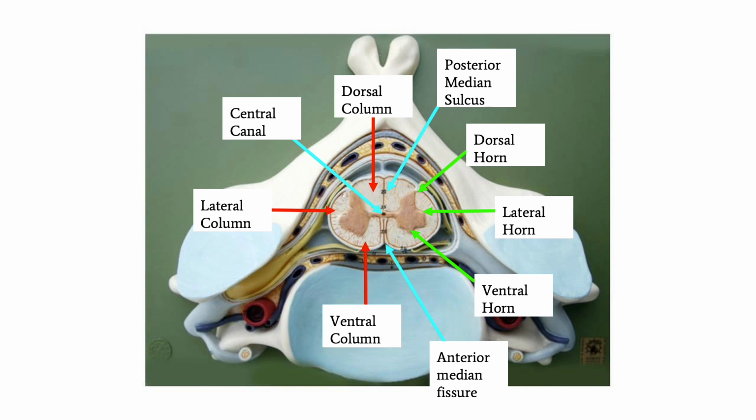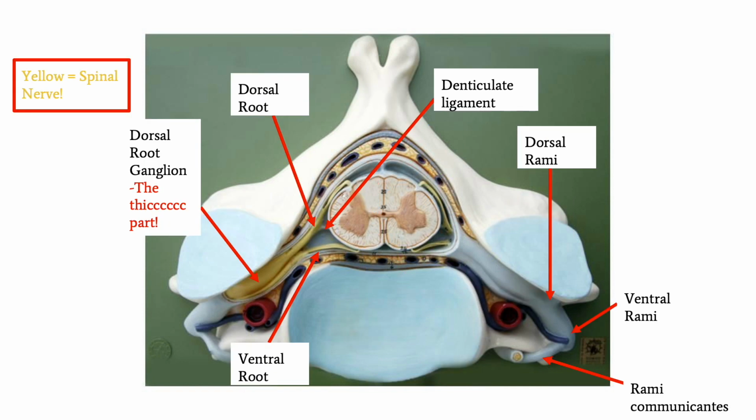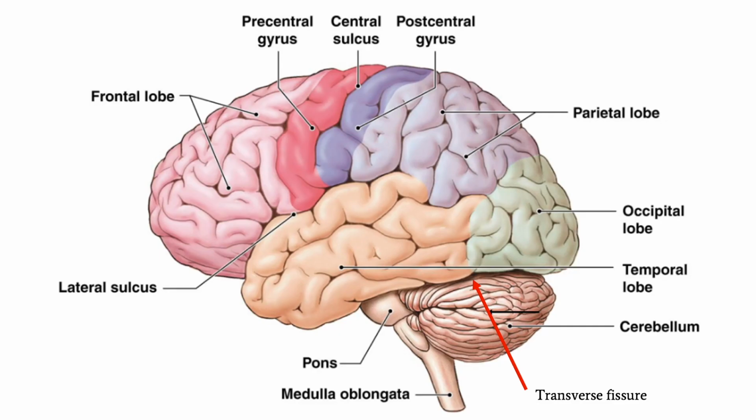So here's a picture of a spinal cord model with all those structures that we just talked about labeled. I would expect you to know something like this in this format. And now we can see kind of that same thing going on, just with different structures labeled, but the same model. So now we're going to talk about the anatomy of the brain.